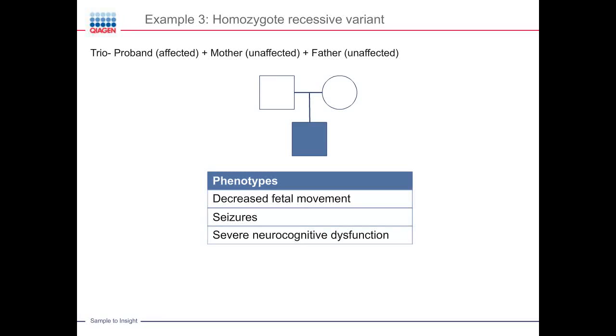And now we are coming to the last example. And here we have a homozygote recessive variant. So in this case, also the parents are not affected, but the proband is. And for that, of course, you have to test again all 3 inheritance patterns. So the phenotype in that case is decreased fetal movement, seizures, and severe neurocognitive dysfunction.